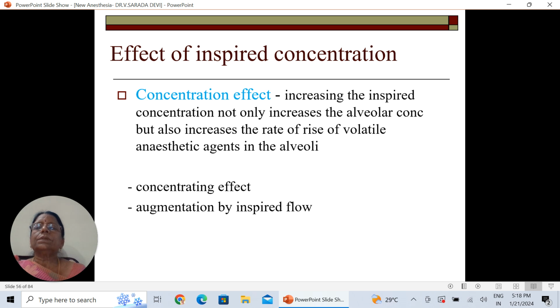Effect of inspired concentration. It may cause a concentration effect. Increasing the inspired concentration not only increases the alveolar concentration, but also increases the rate of rise of volatile anesthetic agents in the alveoli. So, concentrating effect augmentation by inspired flow.